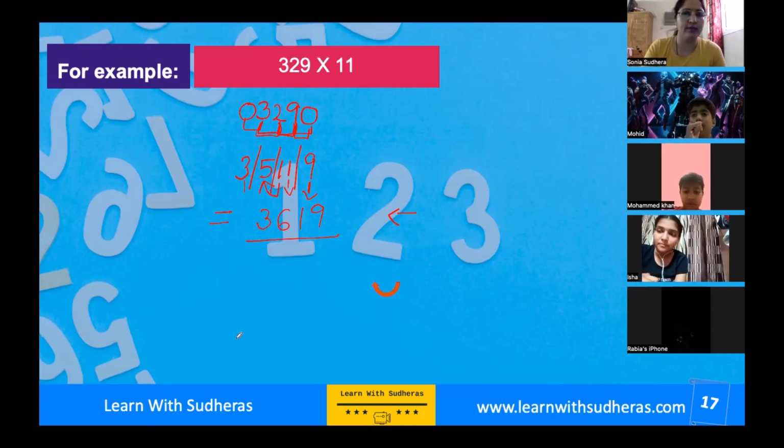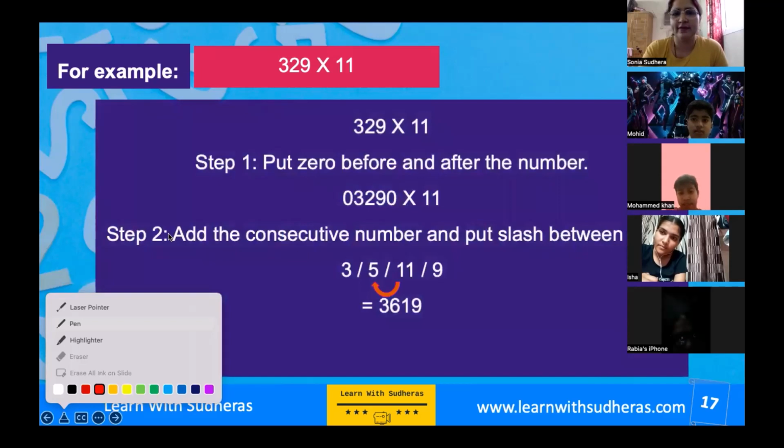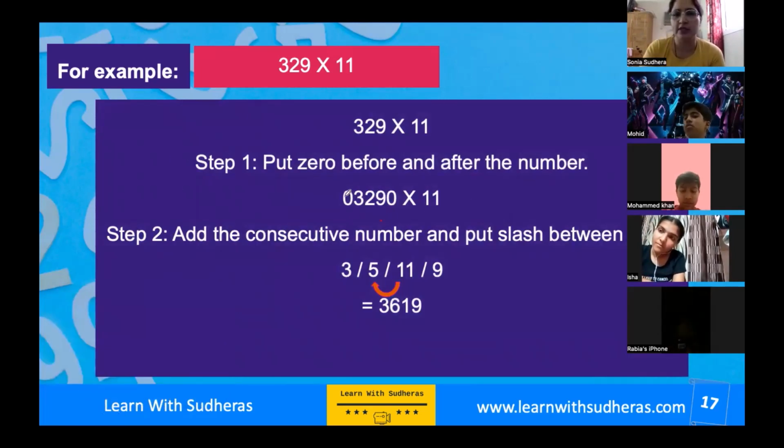Okay. I will explain one more time. It's easy. You have to just put 0 before and after the number. That is the first step. Then add consecutive numbers, meaning add the neighbor numbers, and put a slash between them: 0 plus 3, 3, slash, then 3 plus 2, 5, slash, then 2 plus 9, 11, slash, and 9 plus 0, 9. Then the last step is balancing: 9 as it is, 1 as it is, 1 carry over, 5 plus 1, 6, and 3 as it is. So the answer is 3619. Fine.